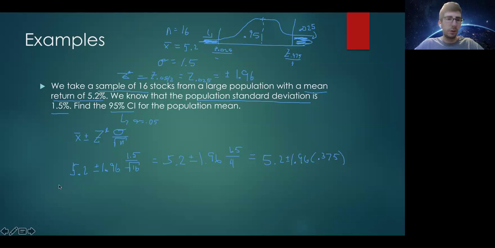So now if we continue on and do 5.2, and now let's take this product, 1.96 times that 0.375, and I get 0.735. And remember, this 0.735, what we've calculated all this stuff on the right, all of this is called our margin of error.